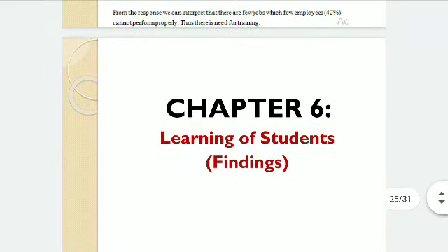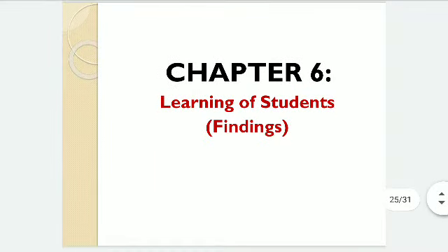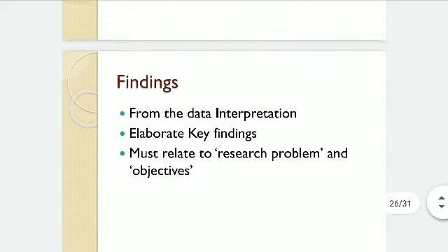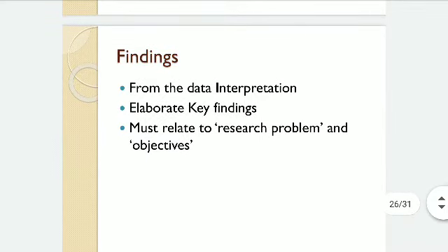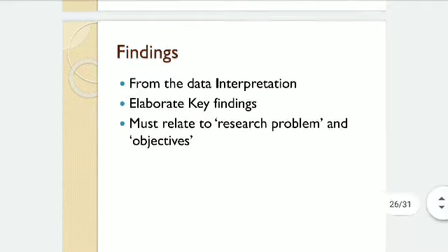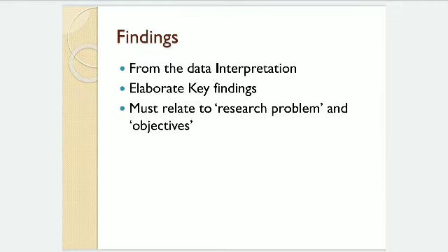The next chapter is an extremely simple chapter. Chapter number 6, that is your findings, or what the student has actually learned from this project. So findings should be approximately 1 or 1.5 pages. From the data analysis, whatever interpretation you have written, from that only the important interpretations, whatever you have learned, you have to list out here. So elaborate key findings, and these key findings must be related to research problems or objectives.